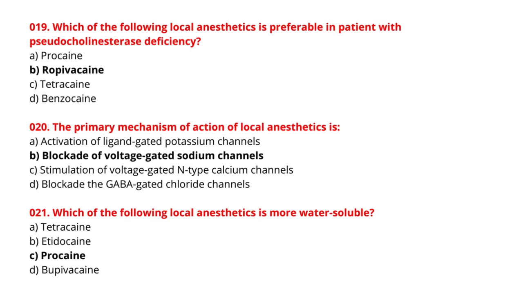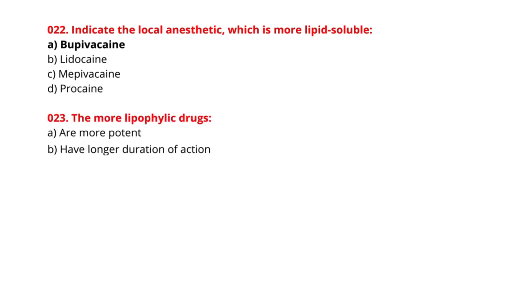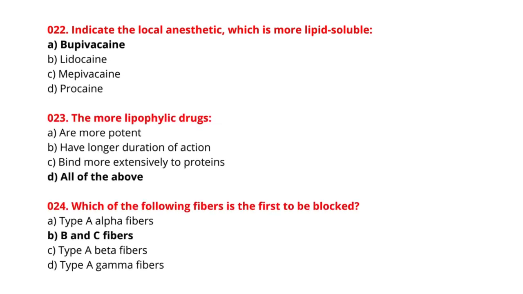021. Which of the following local anesthetics is more water-soluble? A. Tetracaine. B. Articaine. C. Procaine. D. Bupivacaine. Answer is C. 022. Indicate the local anesthetic, which is more lipid-soluble. A. Bupivacaine. B. Lidocaine. C. Mepivacaine. D. Procaine. Answer is A.